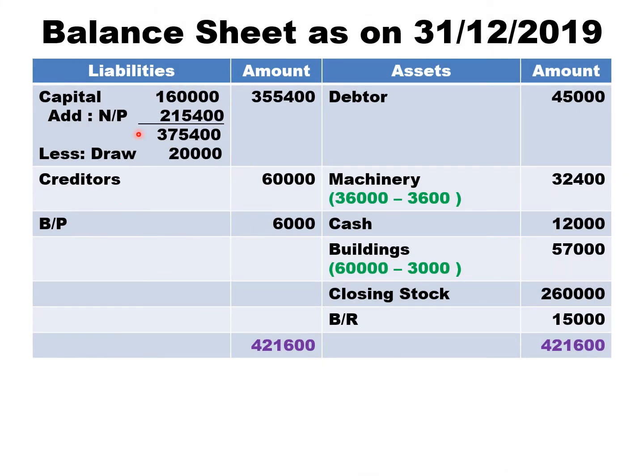Now balance sheet, students, take the capital given in the trial balance, add net profit of both the department 1 and 2, 2,15,400. Add the net profit, you get 3,75,400. Deduct the drawings, so you get 3,55,400. Creditors, then bills payable, debtors, machinery, less depreciation, cash, building, less depreciation, closing stock, bills receivable. So kindly work out this problem, students.